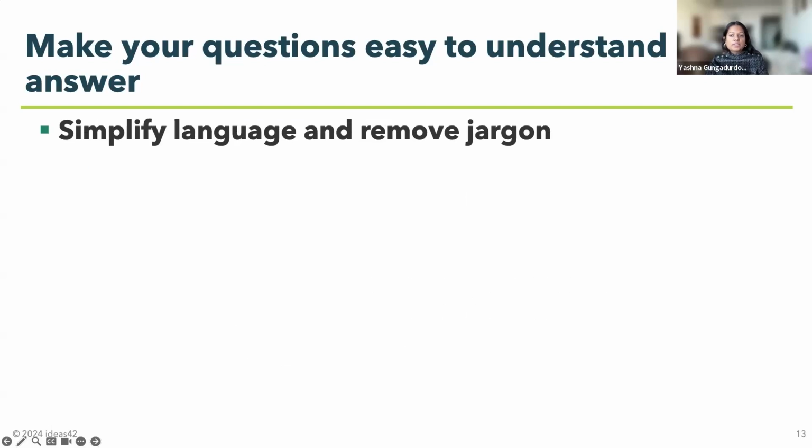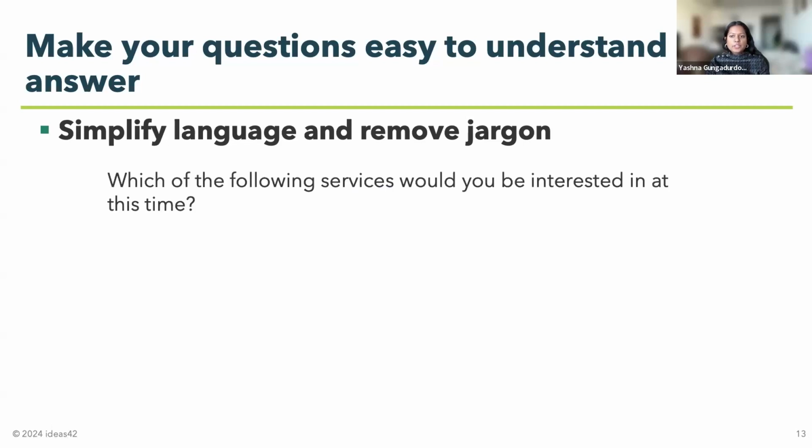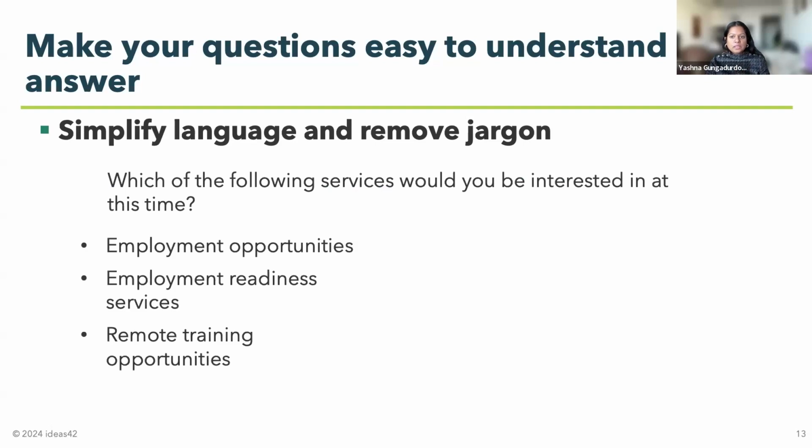The second strategy is to simplify any language you use and remove jargon. As an example, we worked with an organization that asked the following question and initially provided these responses. The problem with these options, like employment readiness services, is that they're not meaningful on their own to most people. Even remote training opportunities is unclear. Are they trainings about working remotely, or are they remote trainings about other skills, for example?